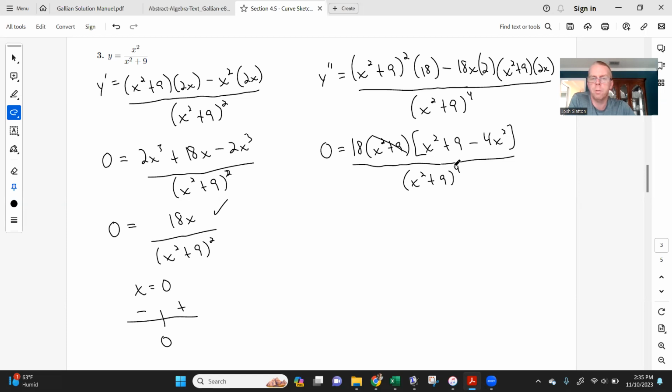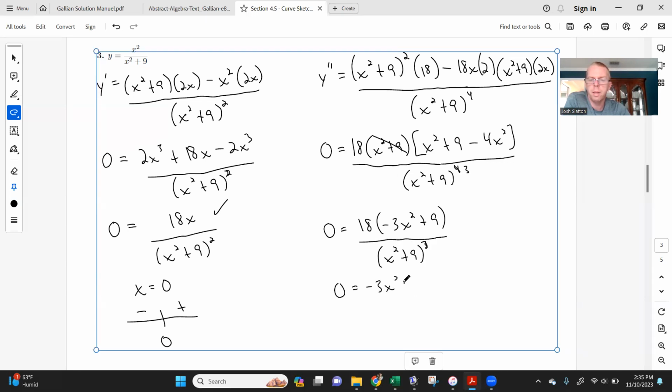This will cancel out with one of these. And then we have 18, and we don't need to distribute the 18. This will be times negative 3x squared plus 9, all over x squared plus 9 cubed. And so we set that equal to 0. Again, we're just worried about the numerator. So 0 equals negative 3x squared plus 9.